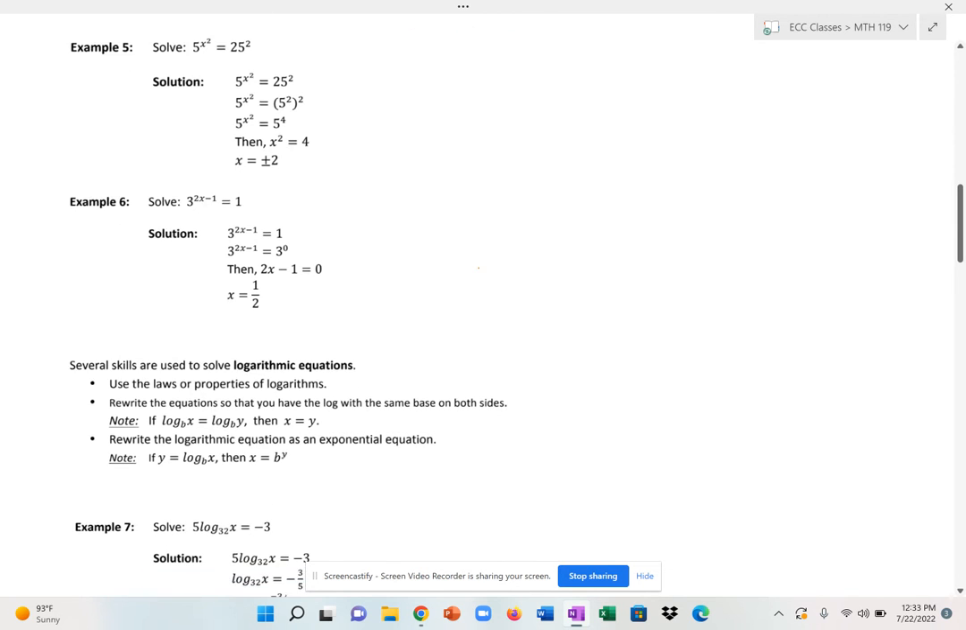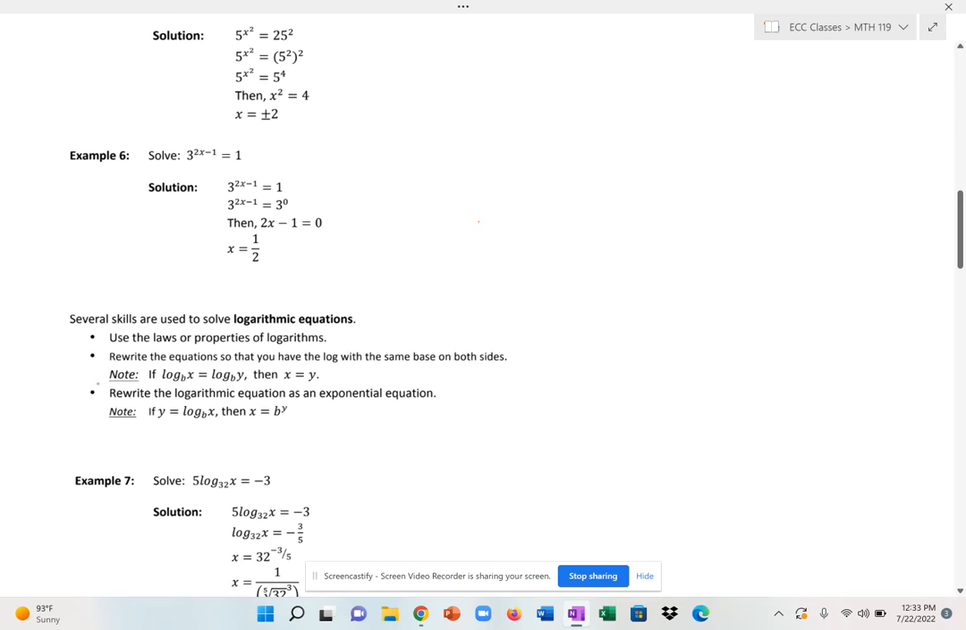And so in example 7, I'm going to be using this one. I don't have a logarithm on this side, so I'm not going to be able to do what this is stating. I'm not going to have a logarithm with the same base on both sides. So I'm going to try to rewrite this as an exponential expression.